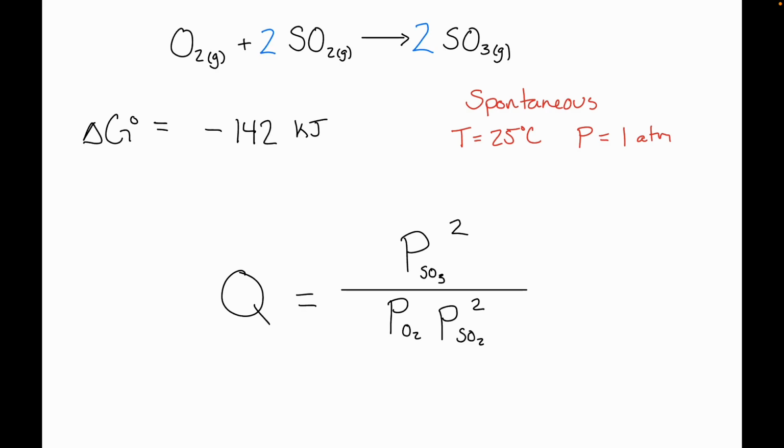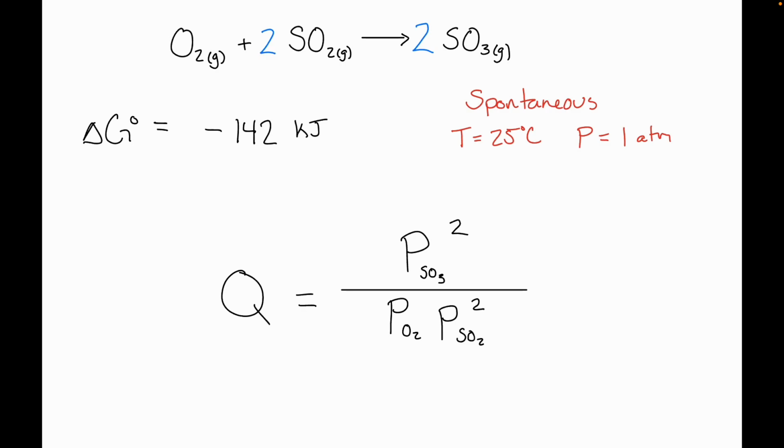So if I have 1 atm of oxygen, 1 atm of sulfur dioxide, 1 atm of sulfur trioxide, and I combine these all together, then yes, the reaction will spontaneously proceed towards the product side, start making more sulfur trioxide. So great, that tells me for this one condition here. So how do I figure out whether or not this reaction will occur spontaneous at any other pressure?